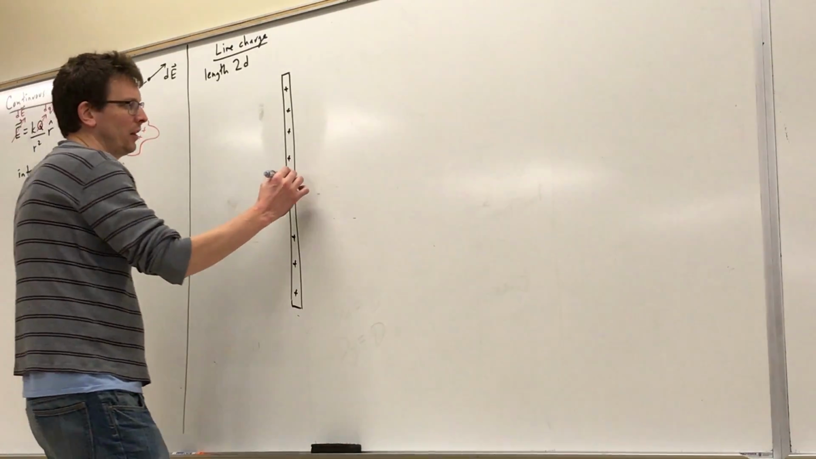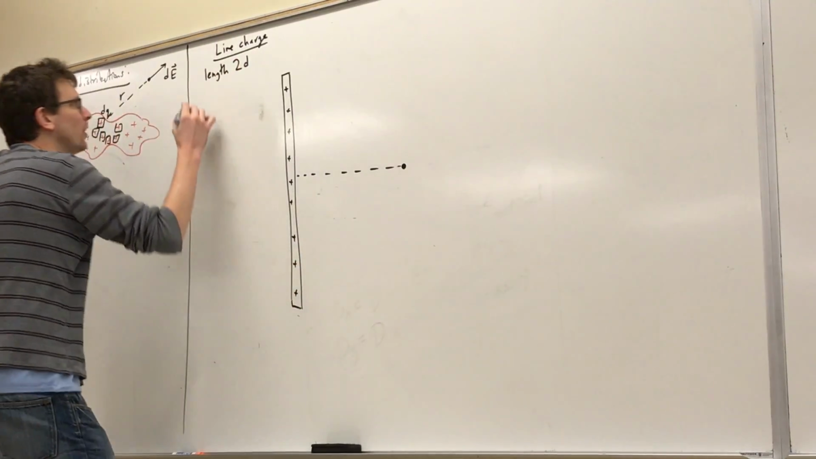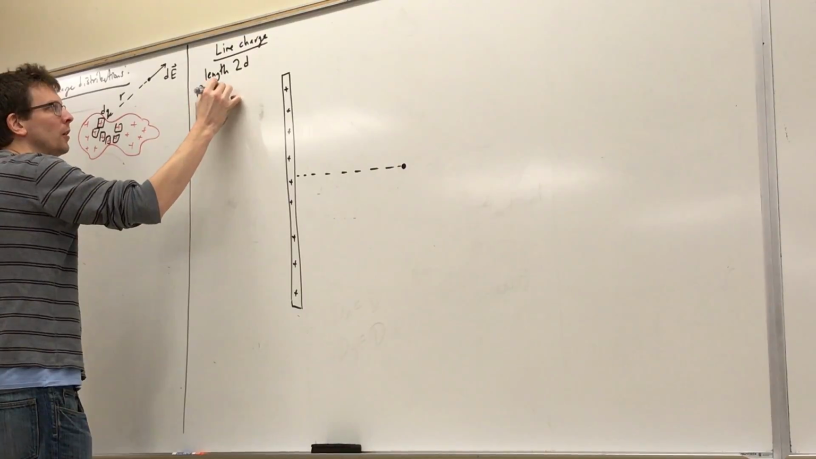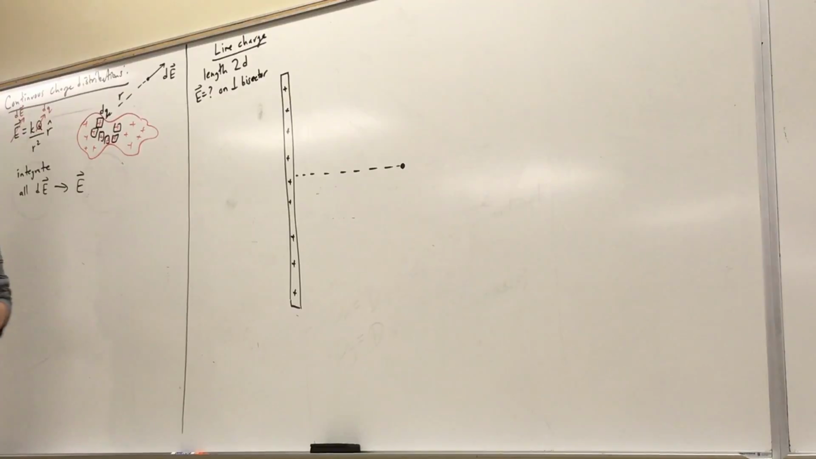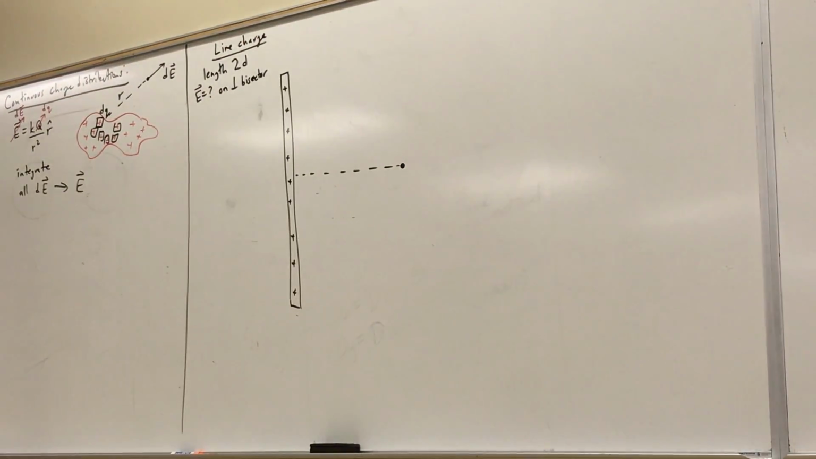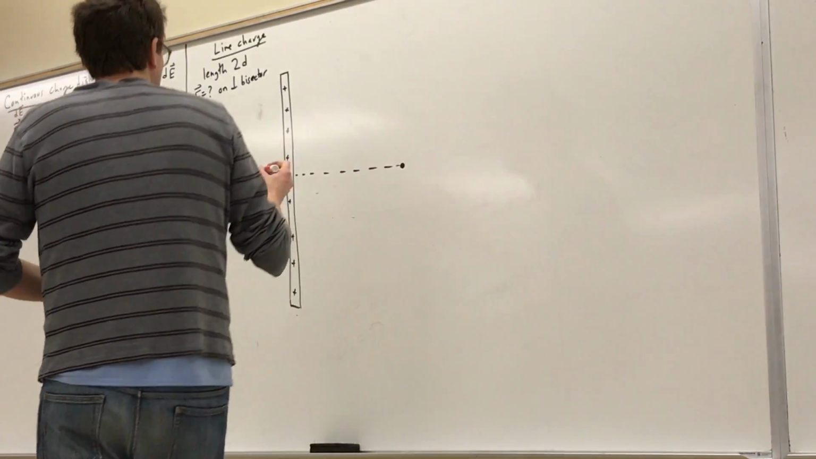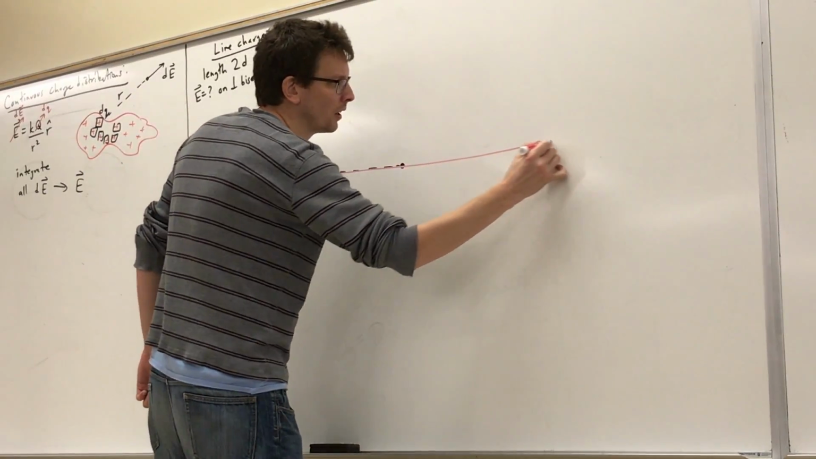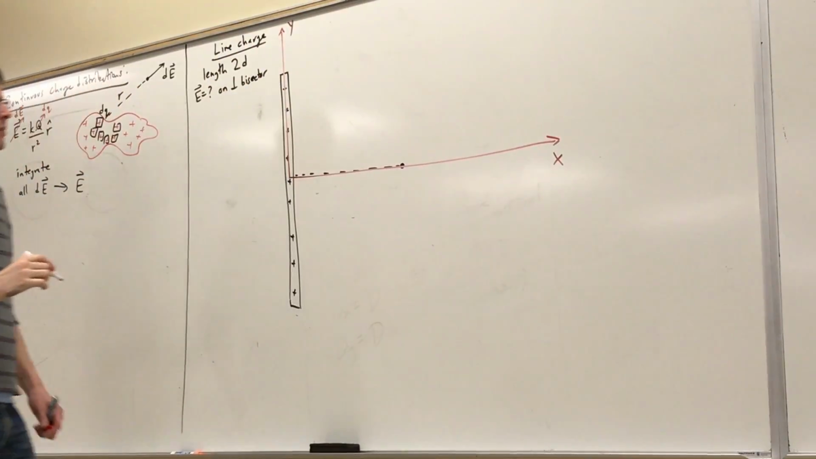I'm going to be interested in the electric field on the perpendicular bisector. Okay. So what is the electric field on the perpendicular bisector? Which is to say, I'm moving along a line that is perpendicular to the line charge, and that exactly splits it in half. In fact, I might as well go ahead and add my axes to it at this point. I'm going to set my x-axis like this, my y-axis like this.